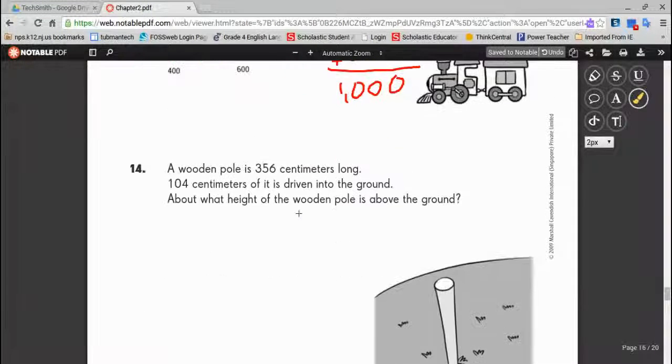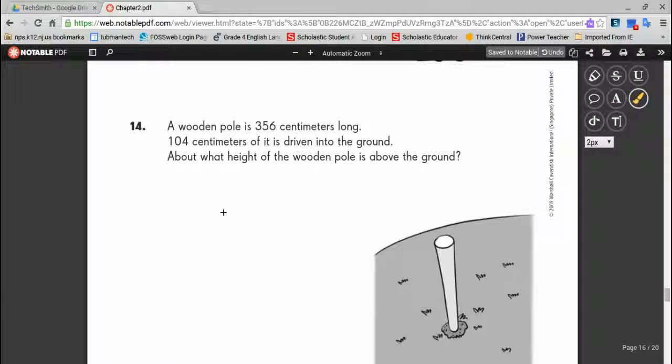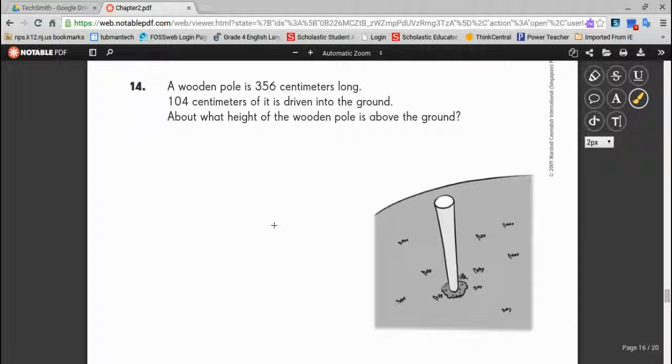Alright, number 14. I'm going to read it, and you guys can do this by yourself. A wooden pole is 356 centimeters long. 104 centimeters of it is driven into the ground. About what height of the wooden pole is above ground? So I'm going to draw this picture for you and help you draw this picture, and you guys can solve it yourself. So a wooden pole is 356 centimeters long.